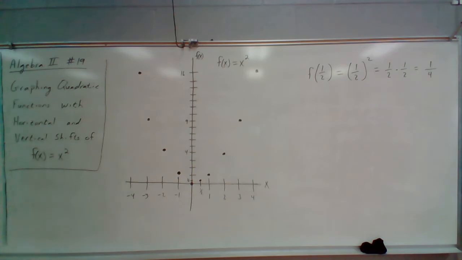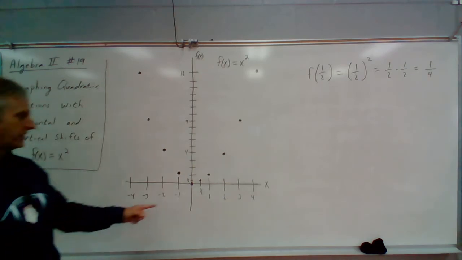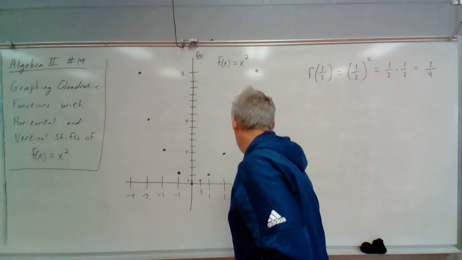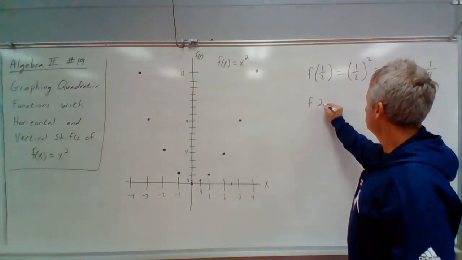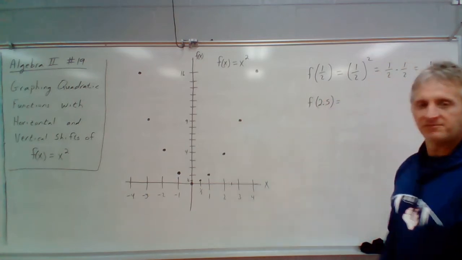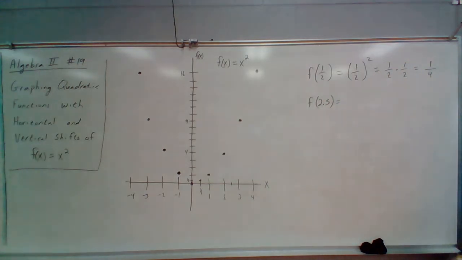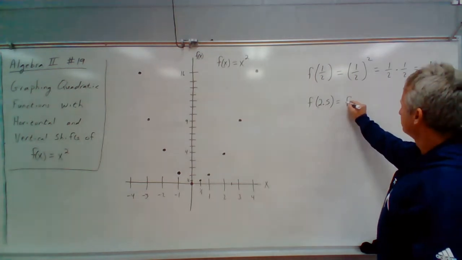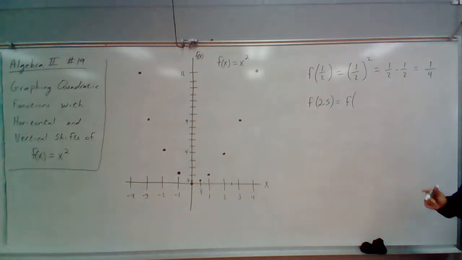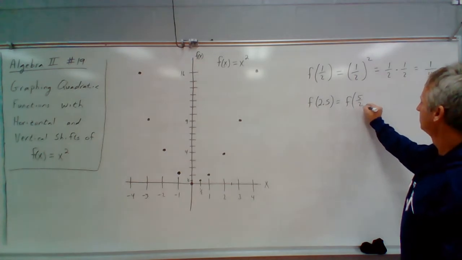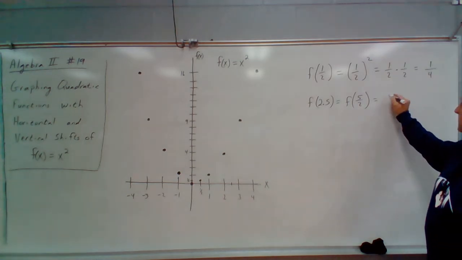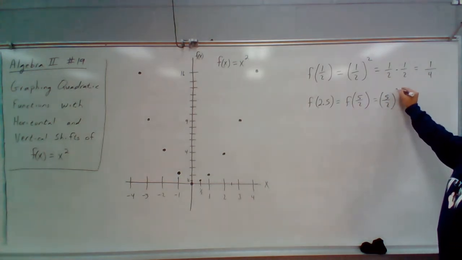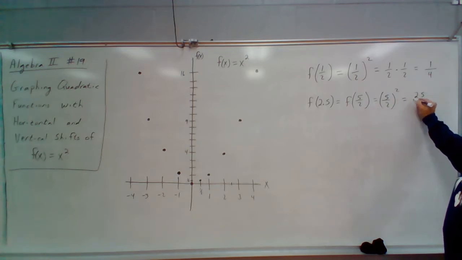Let's try another fraction. Let's do 2.5. Okay, so let's plug in 2.5. So f of 2.5. All right, let's write 2.5 as a fraction. So 2.5 as a fraction would be 5 divided by 2. If you divide 5 by 2, you get 2.5. So f of 5 over 2, that means 5 over 2 squared, which would be 25 over 4.